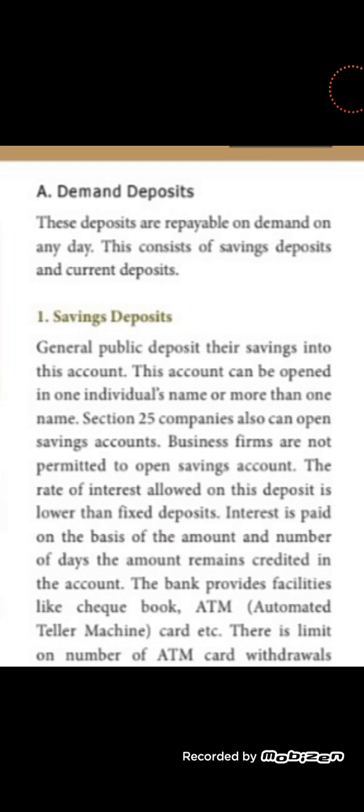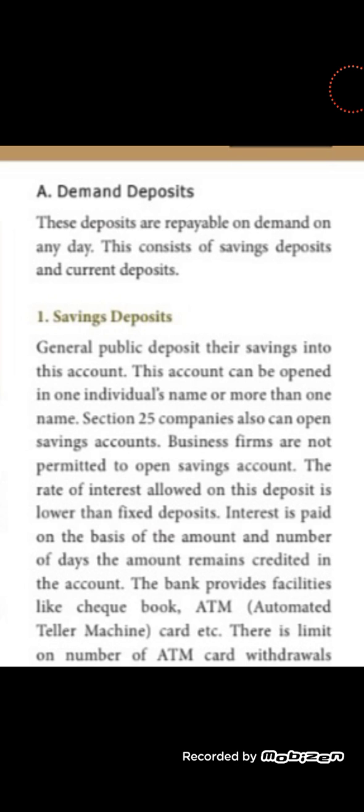This account may be opened in an individual's name, or by two or more persons combined together. For example, husband and wife together can start a joint account. Section 25 states that even companies can open a savings account, but business firms are not permitted to open this type of account. They have separate accounts, which we will discuss later.